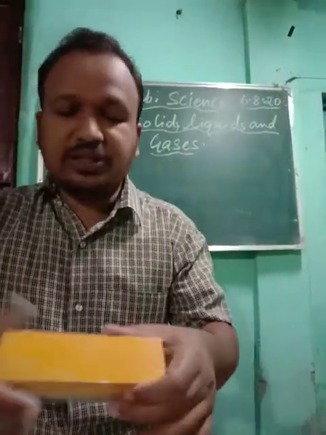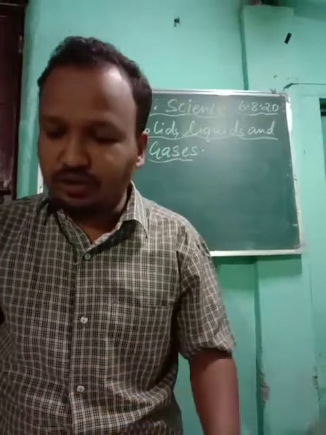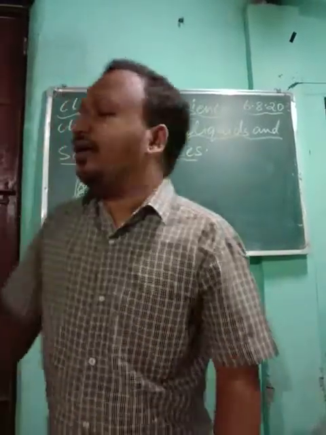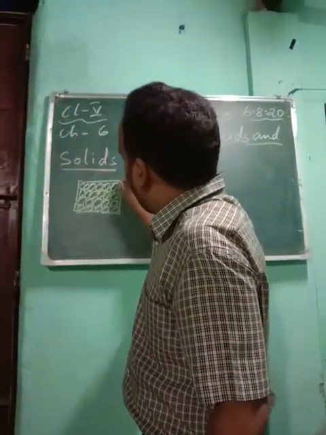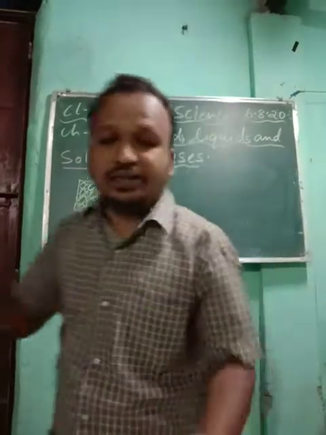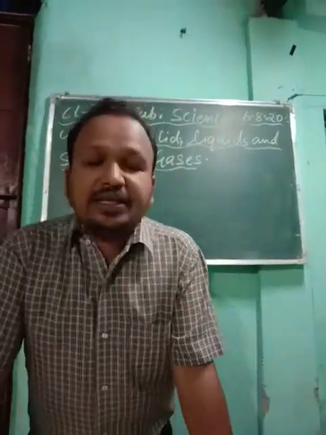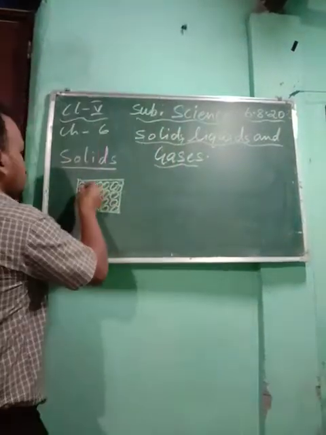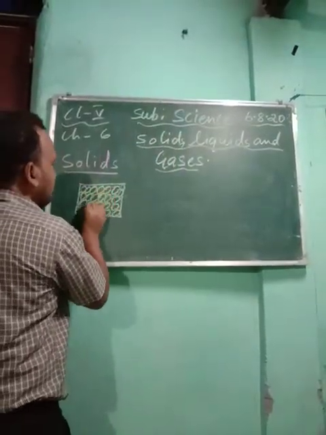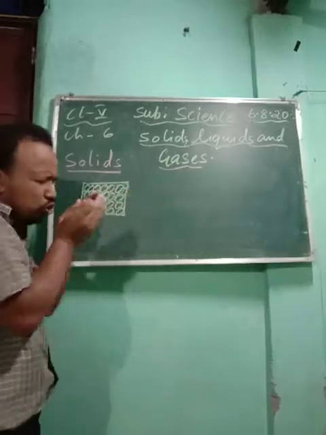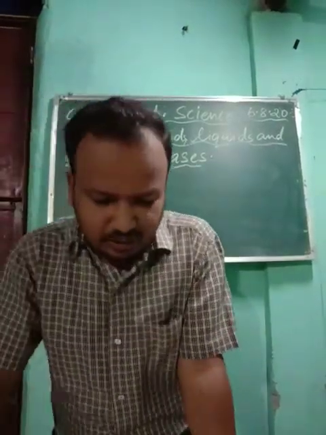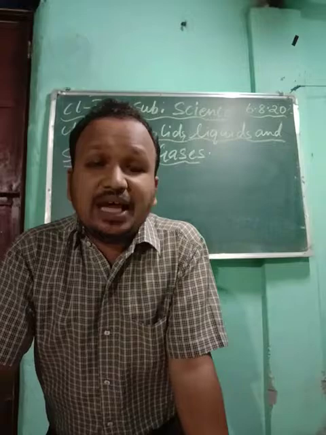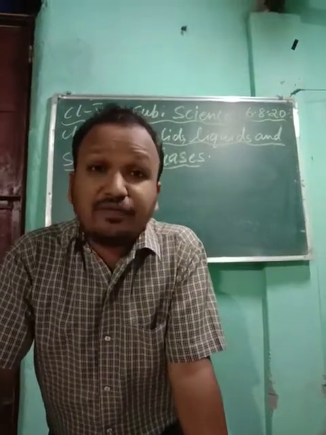Okay, that is why you see this duster is so solid, you cannot break it into pieces. Why? In a solid the molecules are very close to one another, very tightly packed, and there is no space between the molecules. So you see there is no space, all the space has been occupied, they are very close to one another. That's why solids have a definite shape and a definite volume.